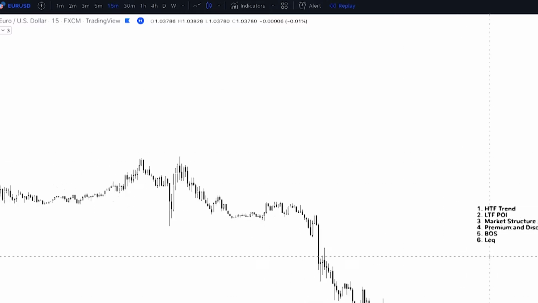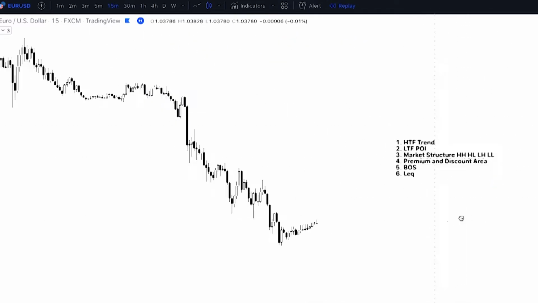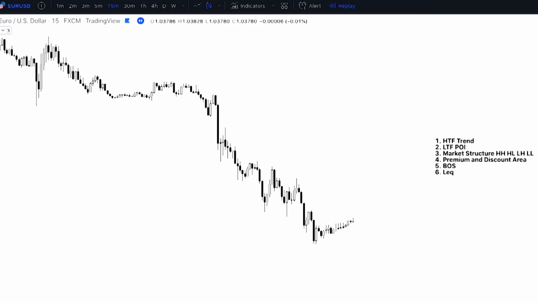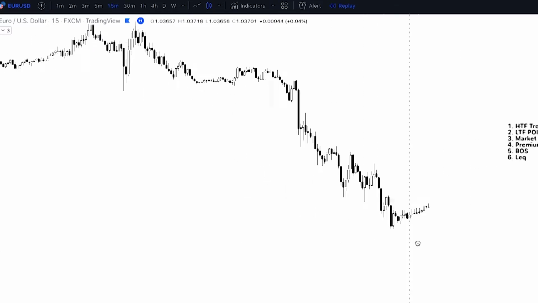Okay, so this is a 15 minutes chart, and we are going to identify these points. Number one, we are going to find the higher time frame trend, and the higher time frame trend is downtrend. Then we are going to find the lower time frame point of interest. Then the market structure, like the higher high and higher low points, and the premium and the discount area. If we get a breakup structure where the liquidity is present, then by combining everything, putting everything together, we are going to trade. So let's see what opportunity the market gives us, and let's see what we can get.